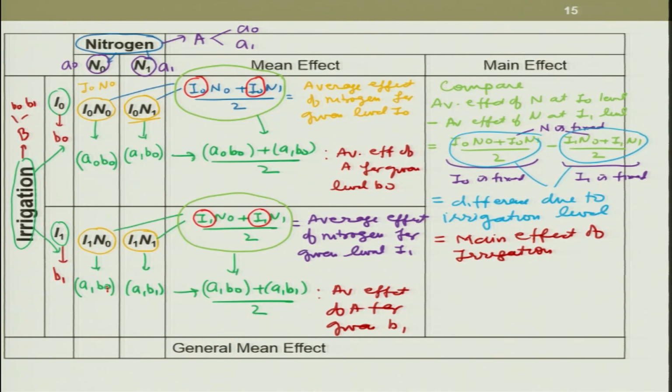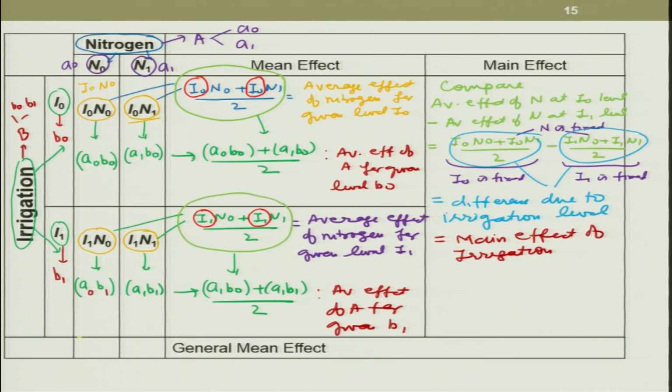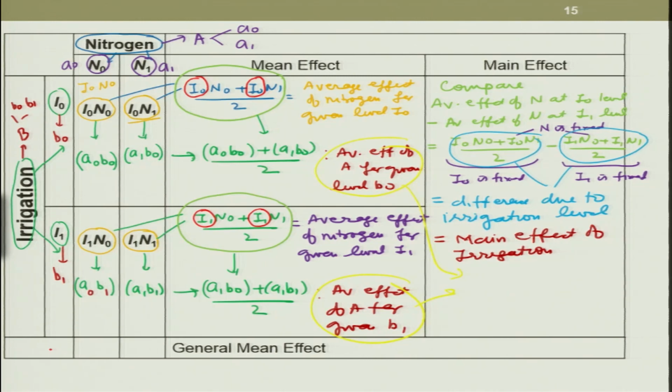Sorry, this should be A. Wait, let me just make it here. This is A0 B1. Yeah, please make a correction. Right. And similarly, please try to observe my pen. The slide is becoming a little bit clumsy, but I will try my best to make it clear. You try to see this effect in the yellow color, and the same thing I write here, and this will give us the main effect of factor A.